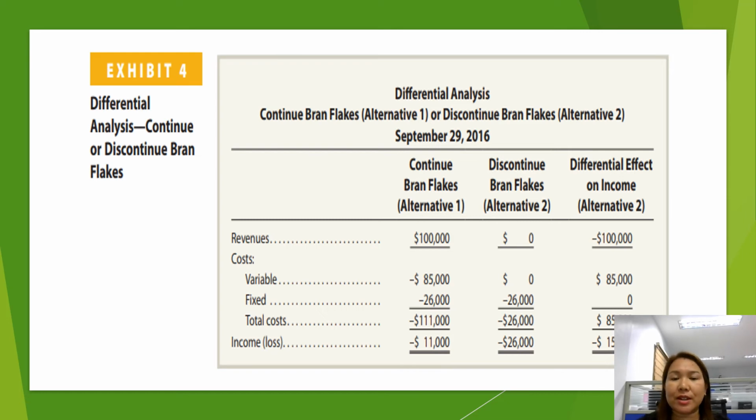However, the differential analysis dated September 29, 2016 in Exhibit 4 indicates that discontinuing Bran Flakes actually decreases operating income by $15,000, even though it incurs a net loss of $11,000. This is because discontinuing Bran Flakes has no effect on fixed costs and expenses. Exhibit 4 only considers the short-term effects of discontinuing Bran Flakes. When discontinuing a product or segment, long-term effects should also be considered.